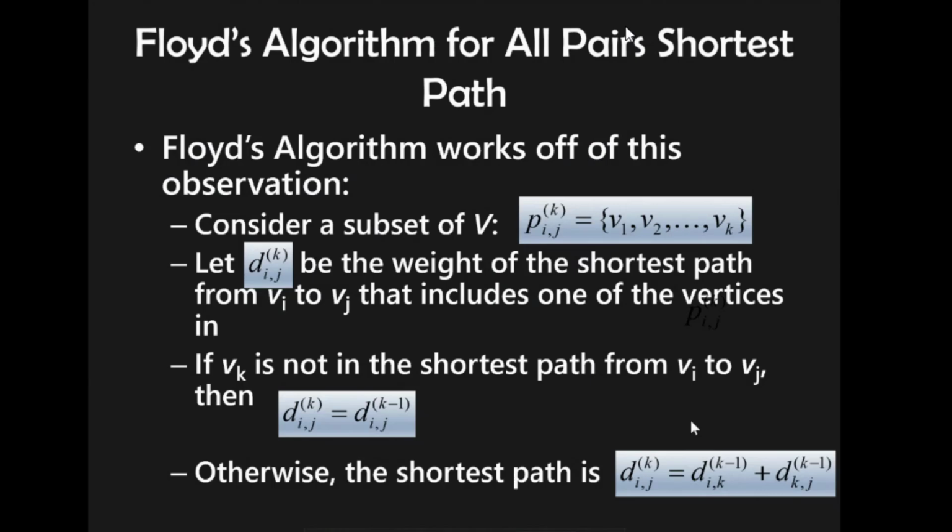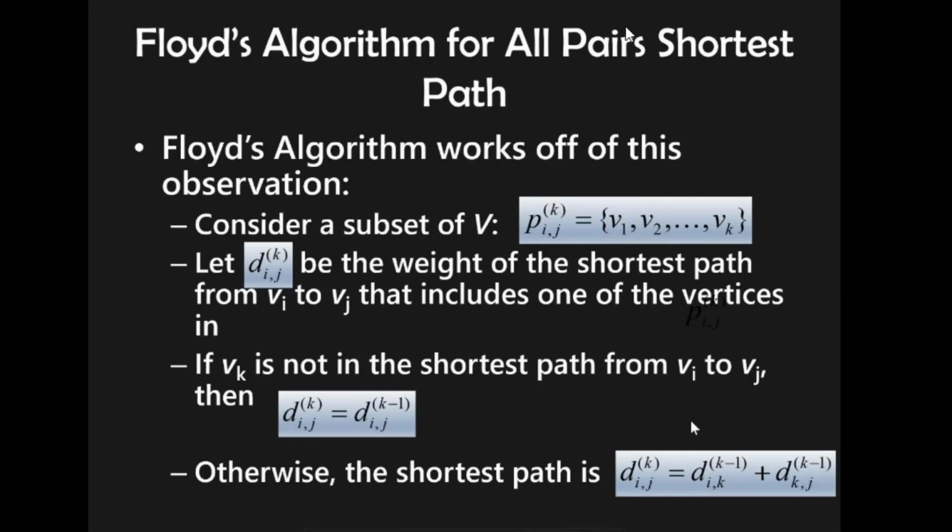Let's see. Consider here V is the set of all the nodes. Let's first consider a subset of V, that is the nodes V1, V2, up to Vk. Now D_ij^(k) is the weight of the shortest path from node i to node j that includes only the vertices from 1 to k as intermediate nodes, through which we can pass to reach the destination j.